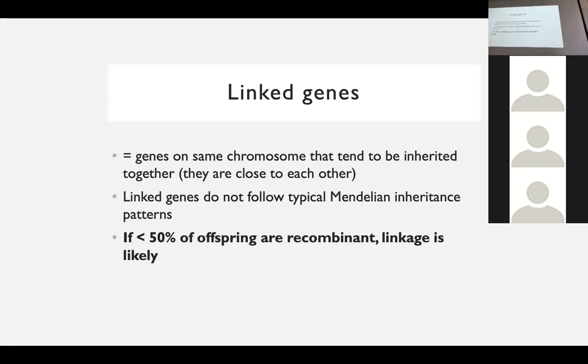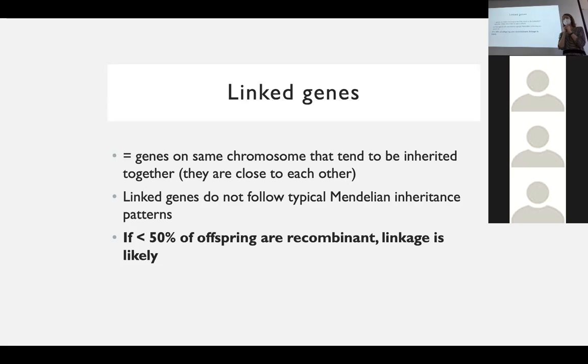Now getting into linked genes, basically genes that are pretty close to each other. This is what we're talking about. Genes that are really close to each other, it's unlikely that they'll be mixed up due to crossing over. They're most likely going to stay with each other and not be recombined. So linked genes are just genes on the same chromosome that are usually inherited together. So in other words, they're close to each other. They don't get mixed up a whole lot.